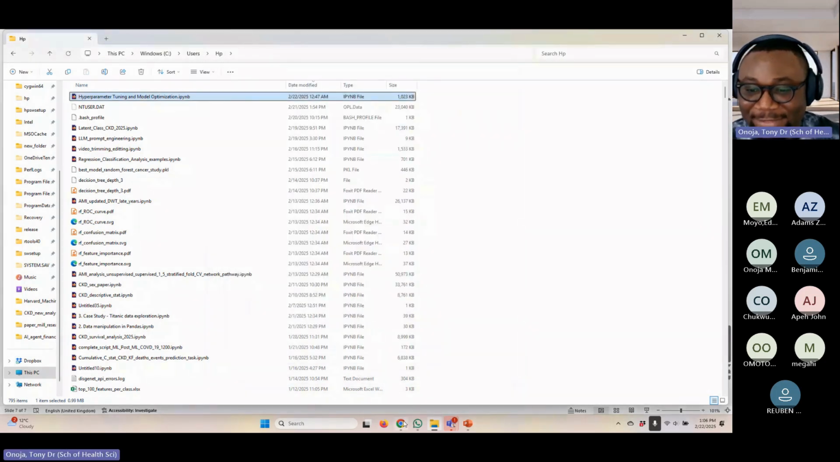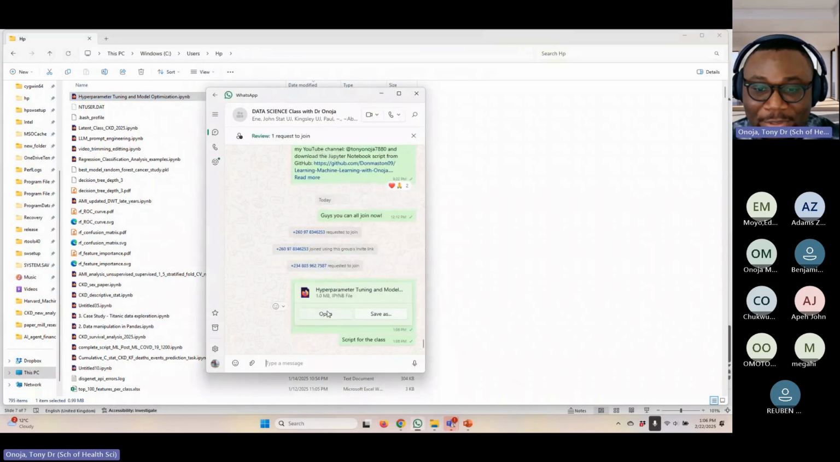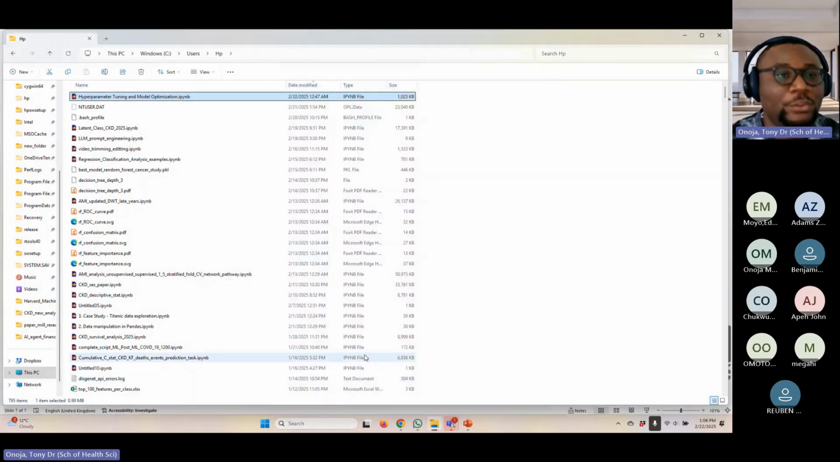Okay. So I have sent the script to the WhatsApp group. You can download it. It is a Jupyter Notebook, an IPython notebook. So you can run it if you have Jupyter Notebook and also Python installed. I think that's the prerequisite. But if you don't have it, it's fine. You can go back and watch the previous videos, see how to do the installation, and then run the last script of the class.